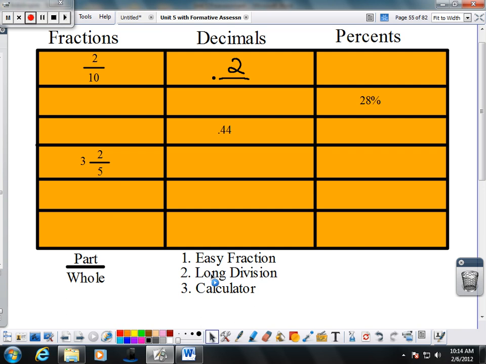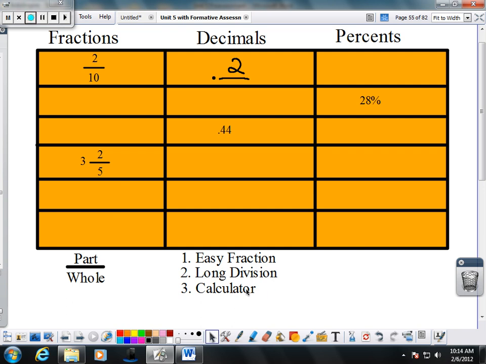And then the third way is with a calculator. We could have just gotten our calculator. I'm not going to bother to do that, but we could have very easily done that. So we have converting from fractions to decimals, 3 easy ways. Converting it to an easy fraction, making it into long division, and then working it with a calculator.